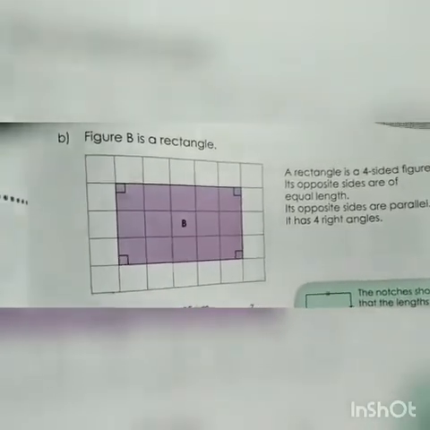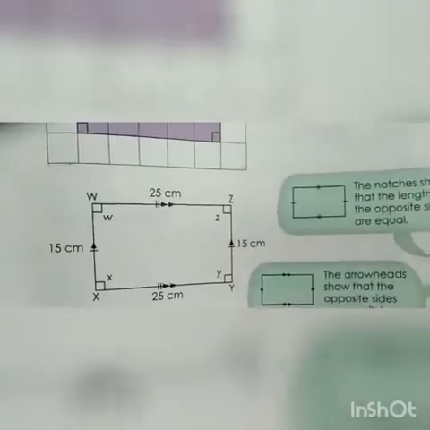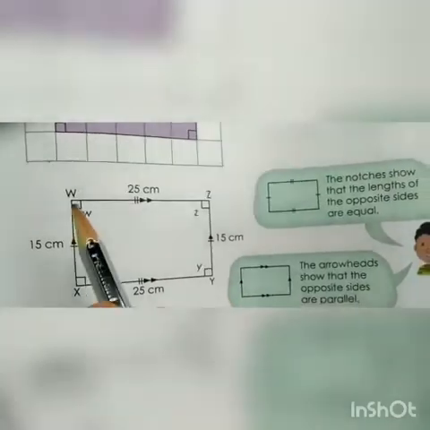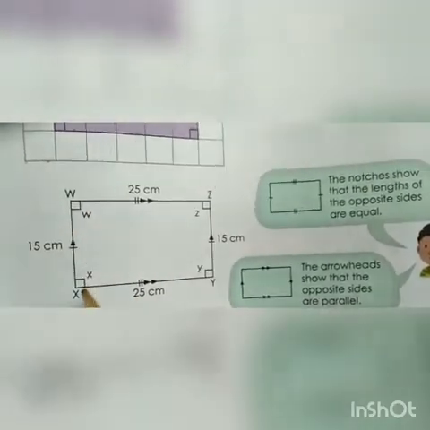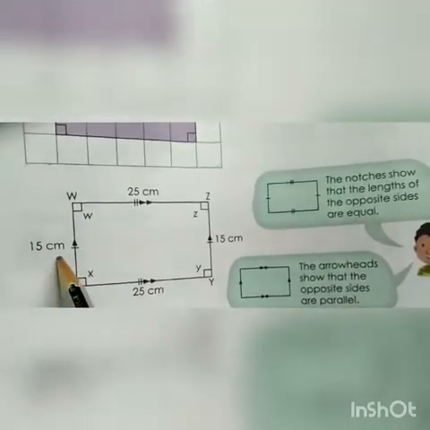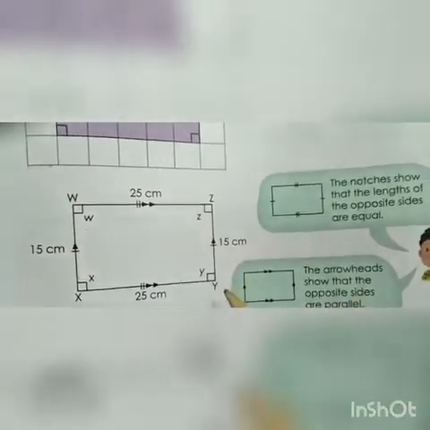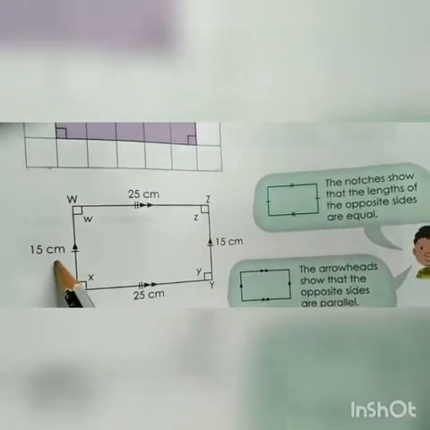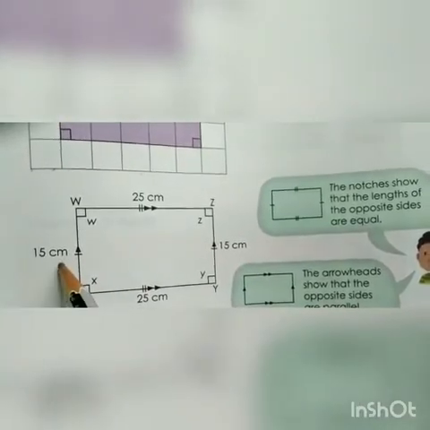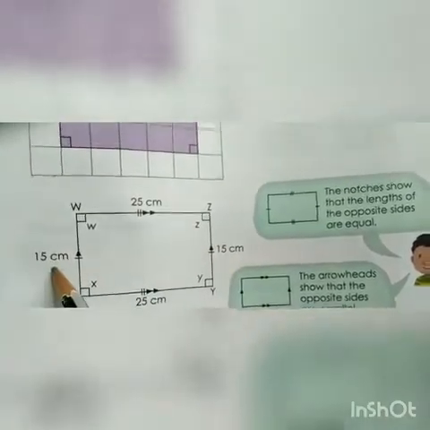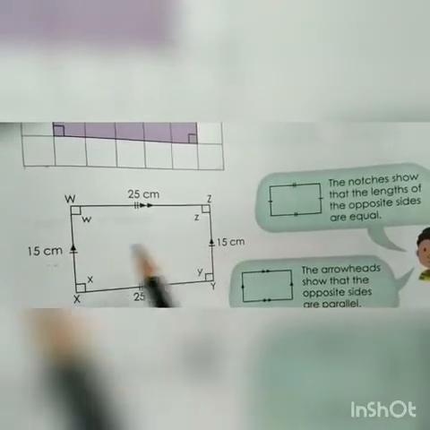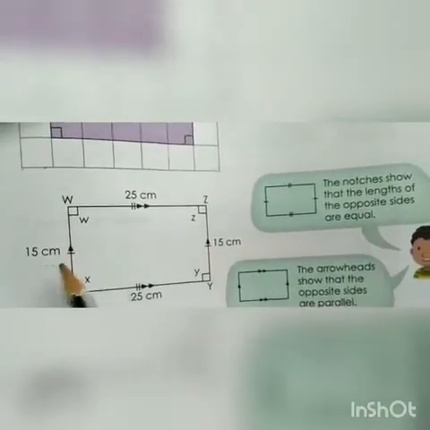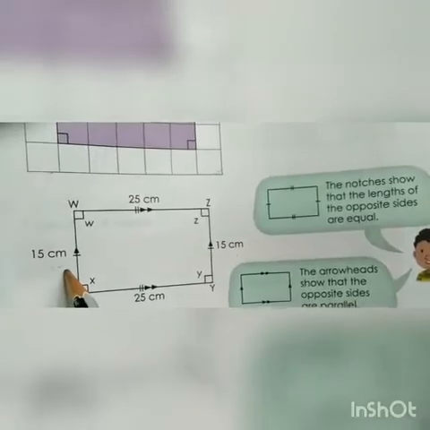Okay. So for this we have an example which is given. This is of rectangle shape. Let me check. Look at this side, WX. WX is of length 15 cm. And similarly, ZY is of length 15 cm. Both sides have the same length, 15 cm. So these two sides are equal, and these two lines are parallel also.